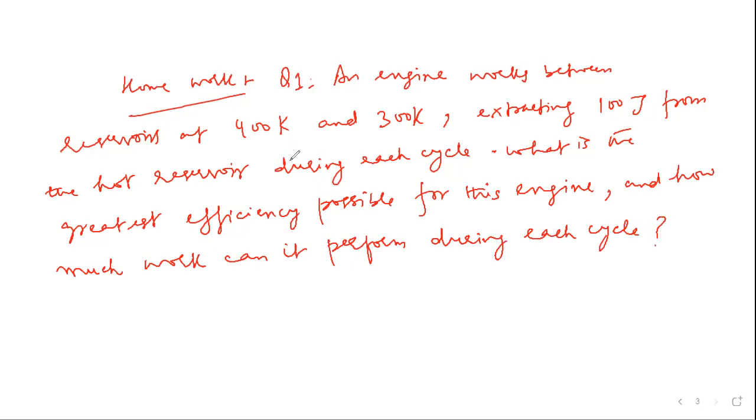I repeat the question. An engine works between reservoirs at 400 Kelvin and 300 Kelvin, extracting 100 joule from the hot reservoir during each cycle. What is the greatest efficiency possible for this engine, and how much work can it perform during each cycle? Then I will give you question 2.